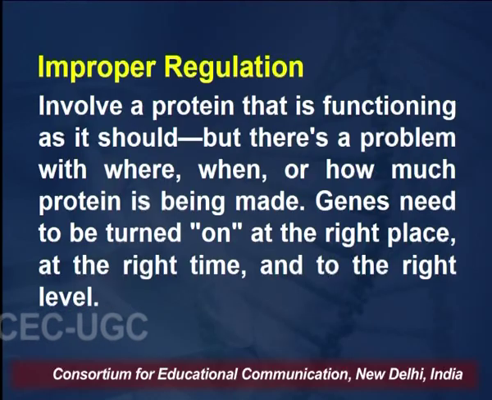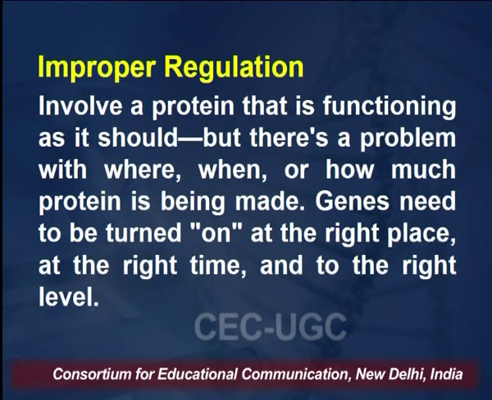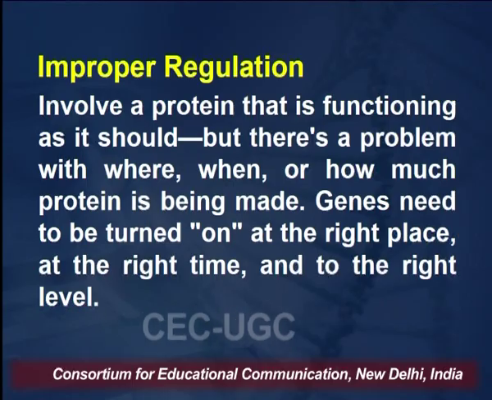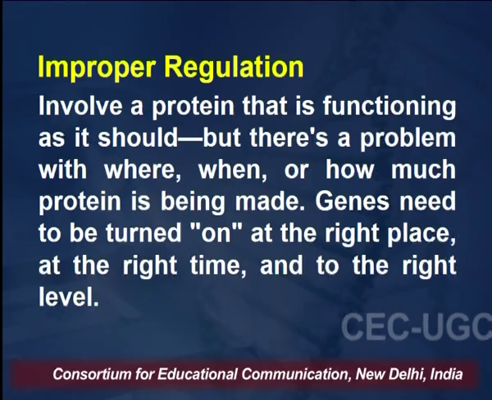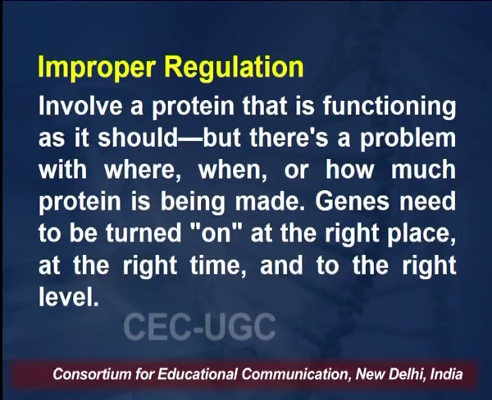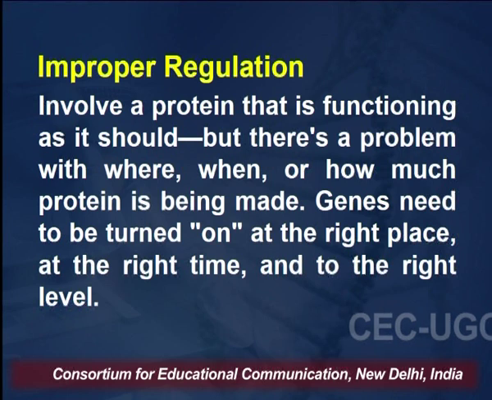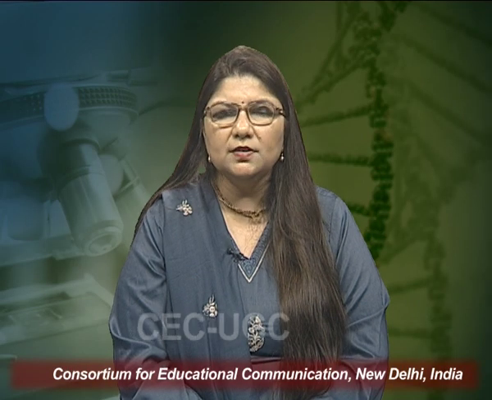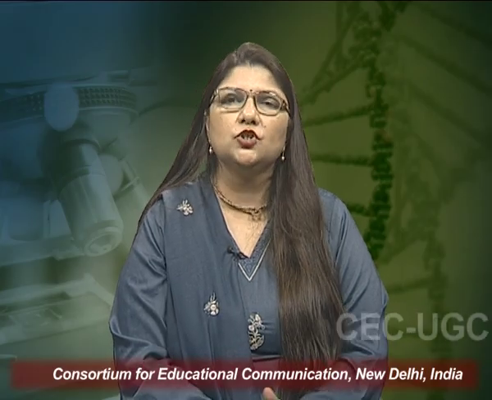Or the third aspect is there can be improper regulation. This improper regulation involves a protein that is functioning as it should, but there is a problem with where, when or how much the protein is being made. The genes need to be turned on at the right place, at the right time and to the right level. So, there has to be a very tight regulation, a very balancing that needs to occur. So, if there is an improper regulation, the gene is perfect, so just the addition of a gene is not going to remove the negative effects of the disorder, because everything is working properly, but the regulation is not working properly.